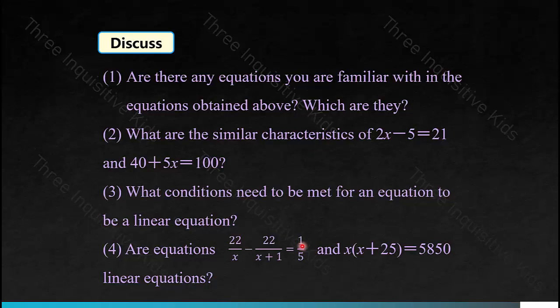Think about this. And is 22 over x minus 22 over x plus 1 equal to 1/5? And x times x plus 25 is equal to 5,850? Are these two equations linear equations? So in other words, do they meet the characteristics and the conditions you have for numbers 2 and 3?